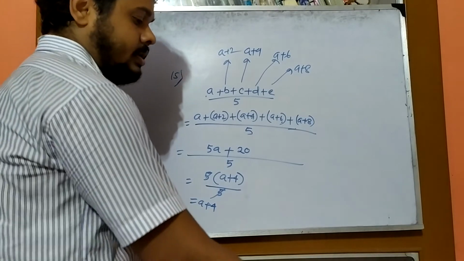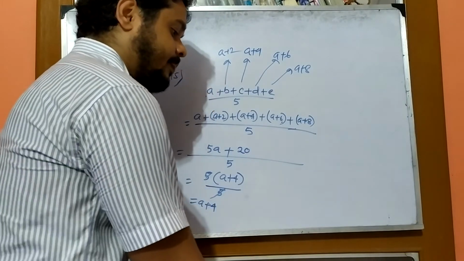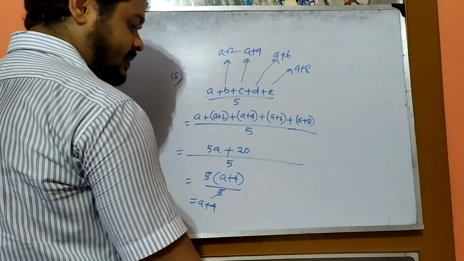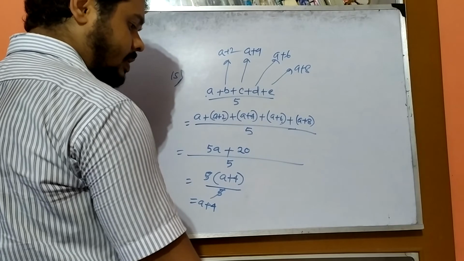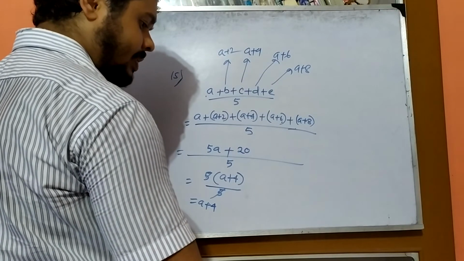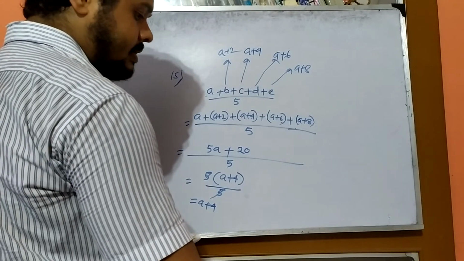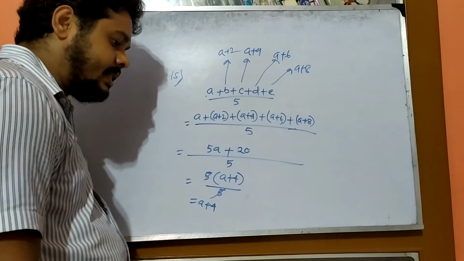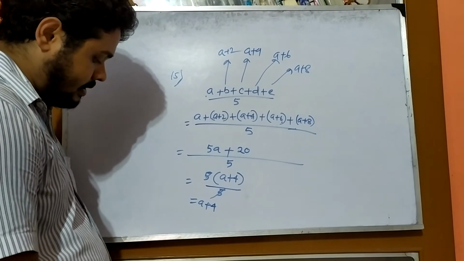It is also a good problem. So our answer is A plus 4, and this answer does not match any of the given options. So we can say none of these, option D is our answer. In this way, try to solve the next 3 problems.